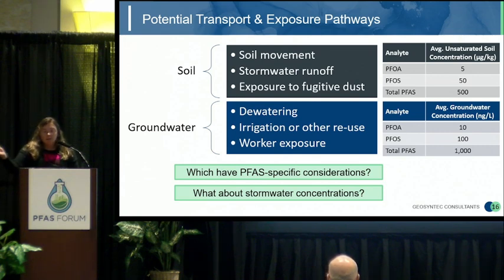So if you get rainfall and runoff, and you have a soil concentration that exceeds the leachability criteria, what kind of stormwater concentration might you see? There's not good data to say, it's going to be within this range. So that makes it a little bit more challenging during decision making. And then fugitive dust, that's a potential exposure risk both for people who are working at the site, but also the surrounding community. And that's something that potentially could be driven by public perception more than risk. And so just thinking through some of that as well.